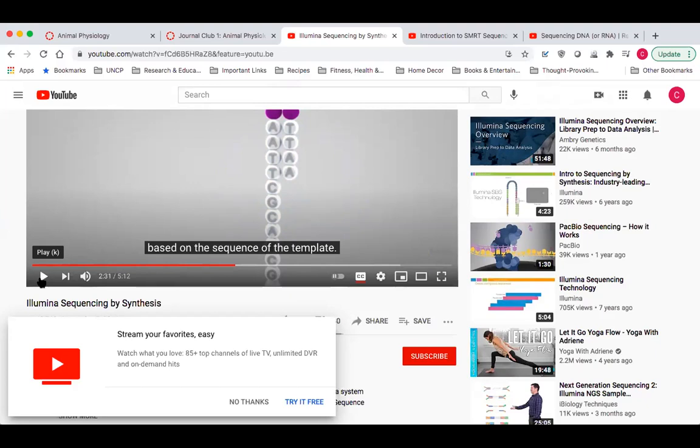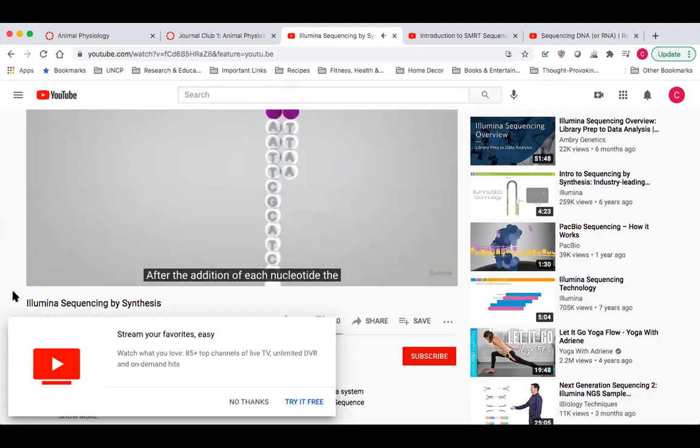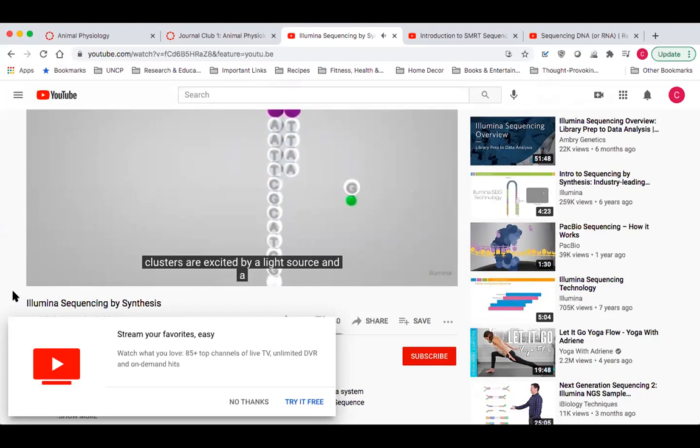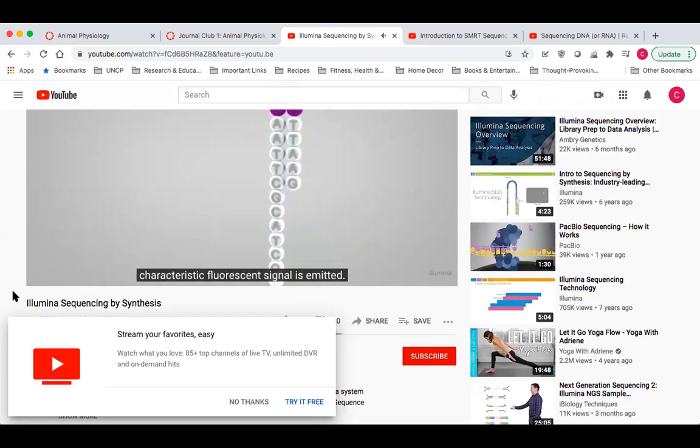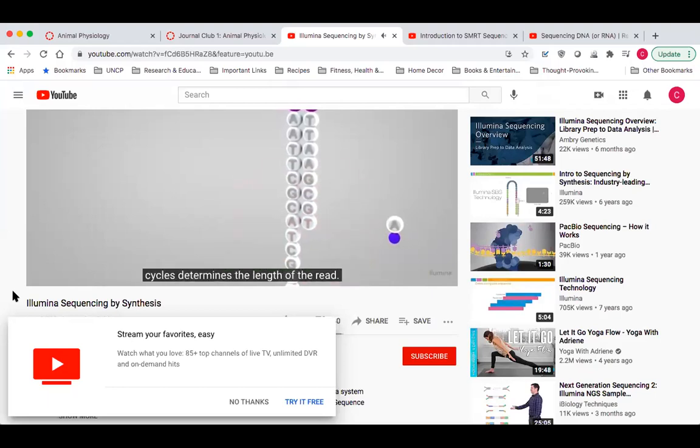And it's detecting that. After the addition of each nucleotide, the clusters are excited by a light source, and a characteristic fluorescent signal is emitted. This proprietary process is called sequencing by synthesis. The number of cycles determines the length of the read. The emission wavelength, along with the signal intensity, determines the base call.